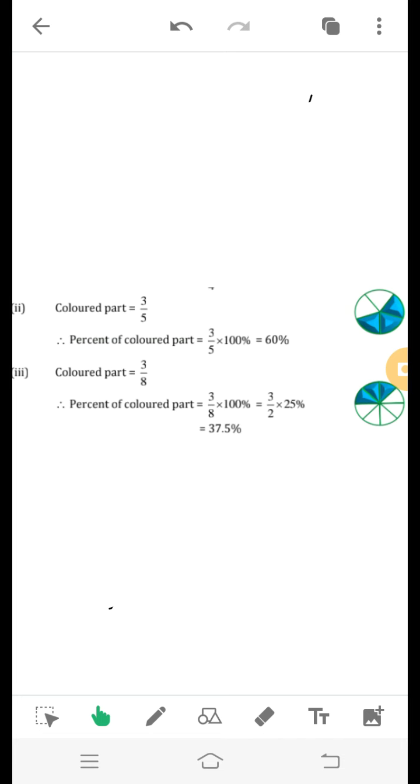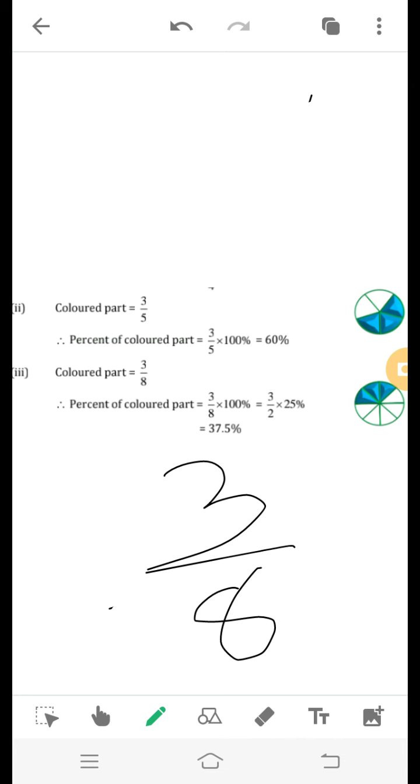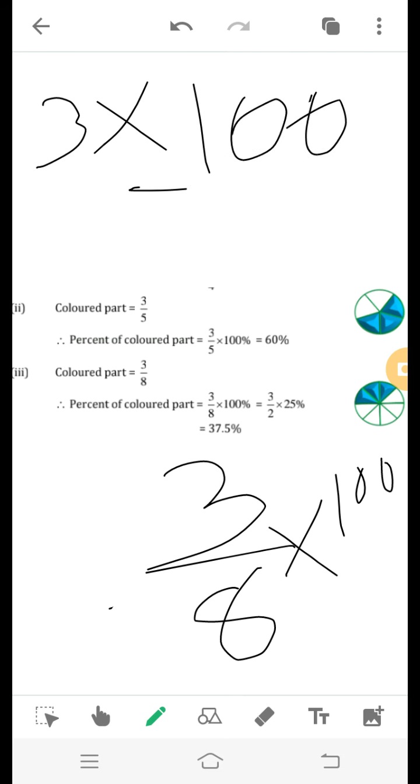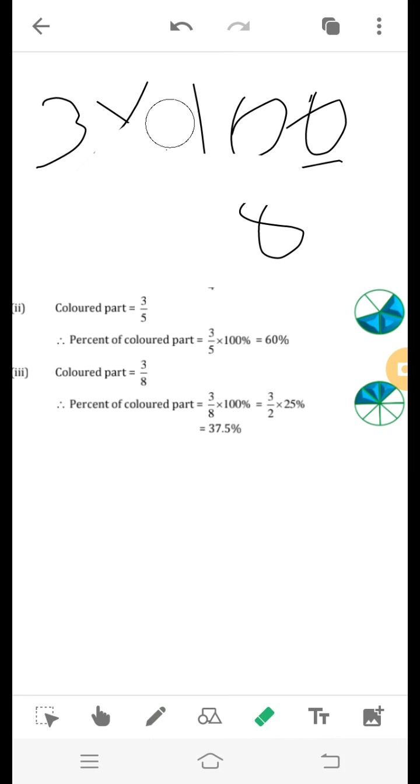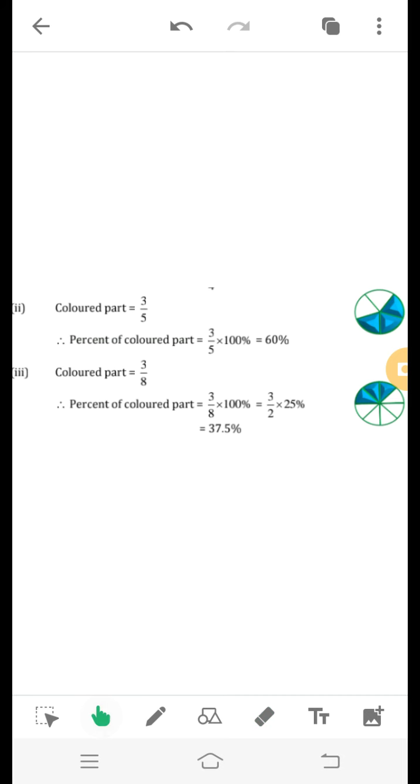Now the third circle, there are a total of 8 parts. So the total that you have to write below. Out of 8 parts, how many parts are colored? 3 parts. Again, we have to multiply with 100 because we have to convert this number into percentage form. So we can write it as 3 multiplied by 100 divided by 8. So it's 300 by 8. Now divide 300 by 8, you get the answer, that is 37.5 percent.